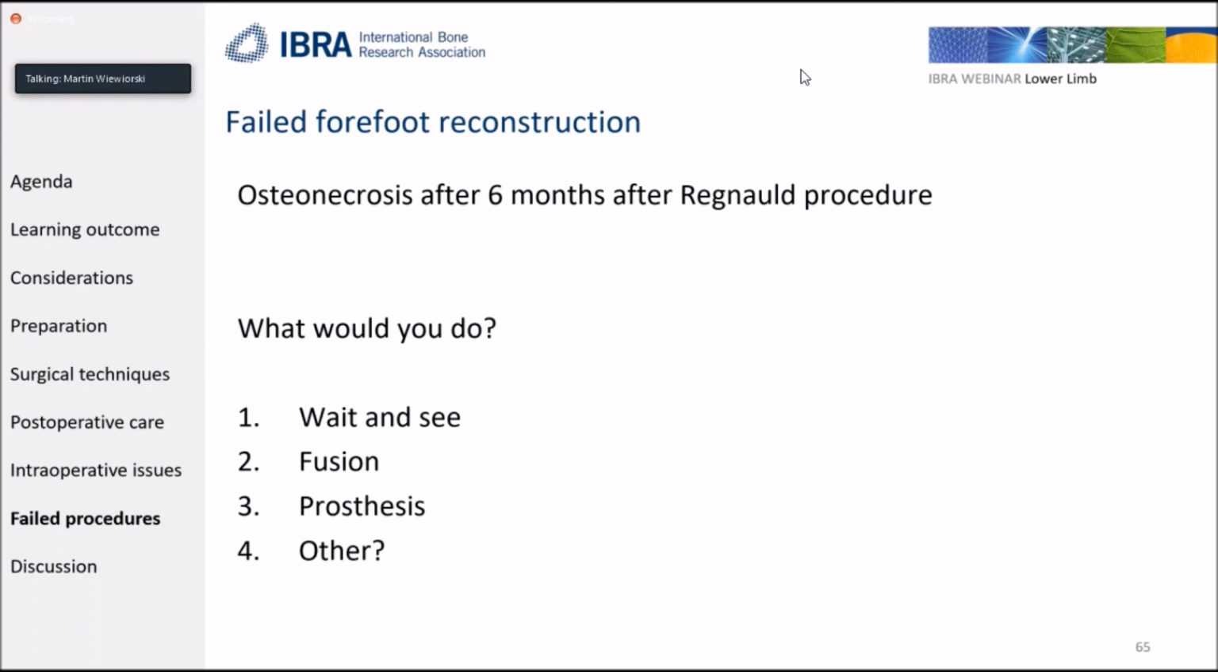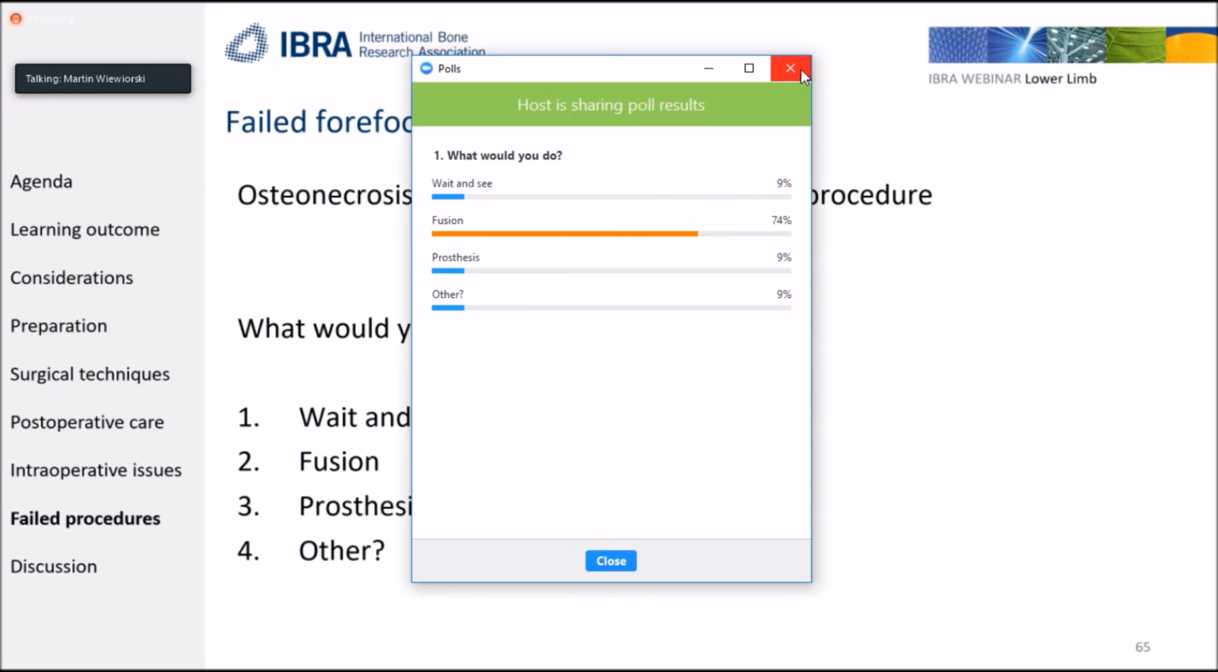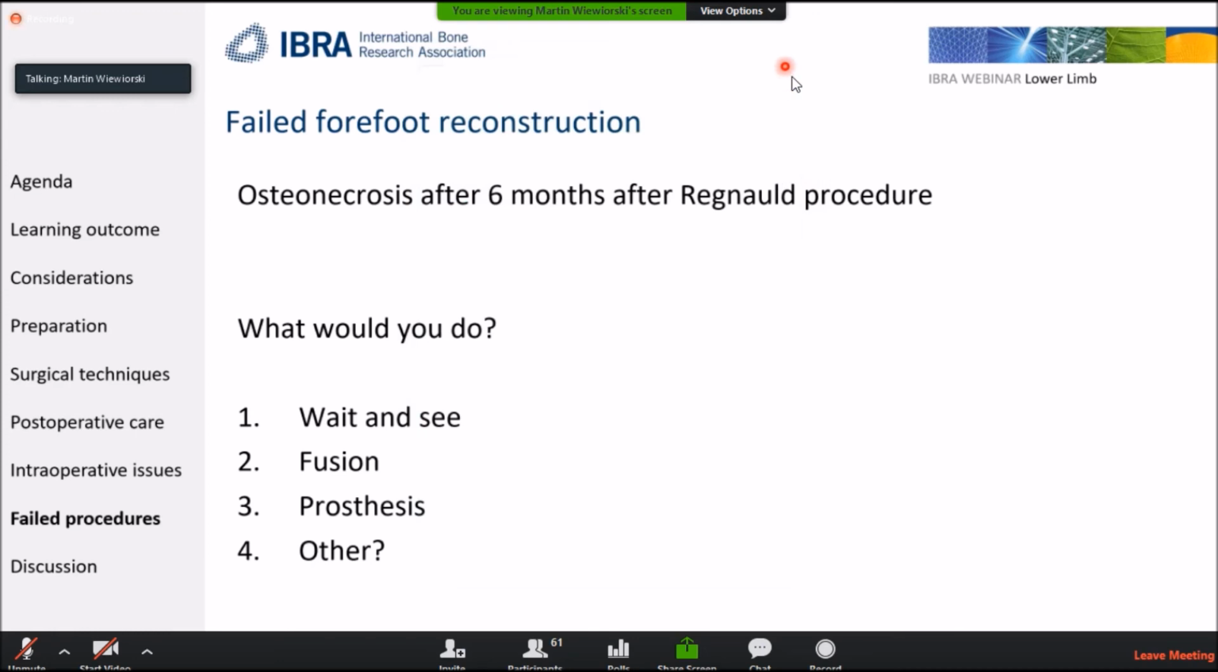Okay, let me close this and show you the results. You can see most of you, 74%, would go for fusion. I think this is what I would do too. I talked about this with the patient, but she wants to go for a third opinion, and I don't know if I'm going to see her again. Maybe she's going to find somebody who will promise her something else, like other procedures. So maybe we can open up the discussion now, and maybe the 9% who chose other procedures can tell me what kind of procedure this would be.